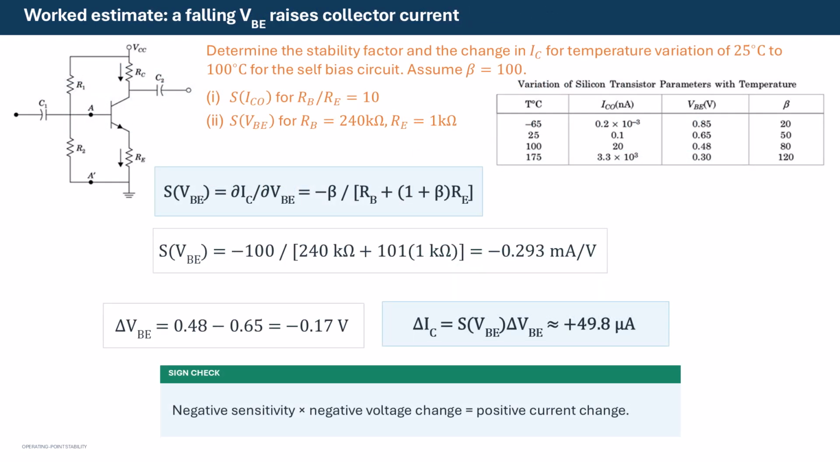For beta equal to 100, base resistance 240 kilo ohms and emitter resistance 1 kilo ohm, the base emitter voltage stability factor is minus 0.293 milliamperes per volt. Using the data in the table, for the temperature change specified, the change in base emitter voltage is minus 0.17 volts. Multiplying the two negative quantities gives a positive collector current change of approximately 49.8 microamperes. The sign is physically consistent. Falling base emitter voltage increases current in this bias model.